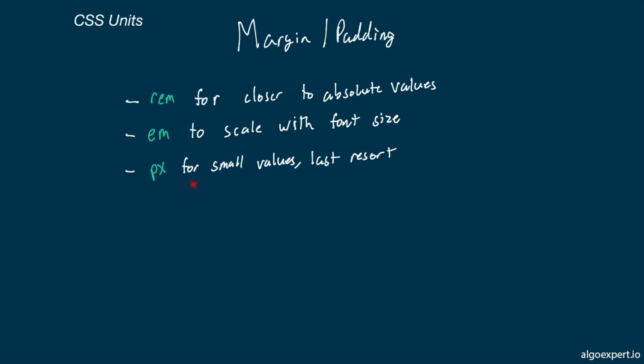As a general rule, pixels are fine for very small values, such as a 10 pixel padding, but as the values increase, you'll usually want to prefer REM, or of course you could just use REM for all of these values and almost never use pixel values at all.